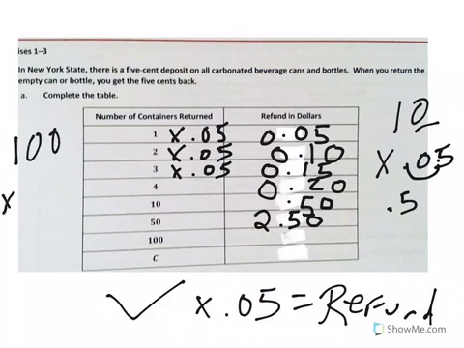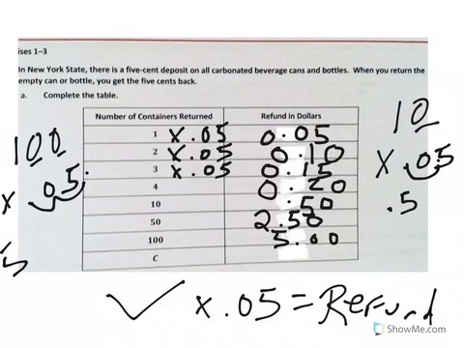For 100 cans times 5 cents, or 0.05, I'm having 2 decimal moves because we're starting our number in the hundreds place. So 2 decimal moves, 1, 2, would give me 5 point, and you could fill in with zeros, so $5. As you see, each time we're doing this number times 5 cents.